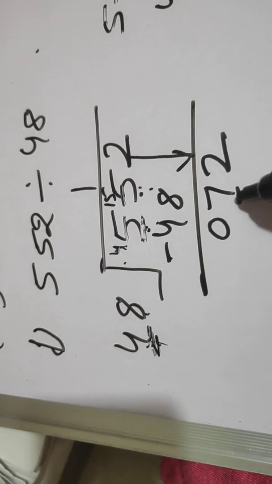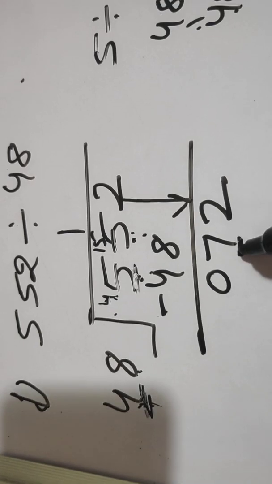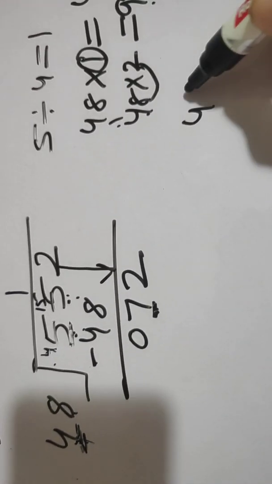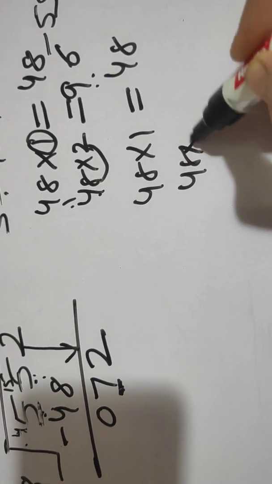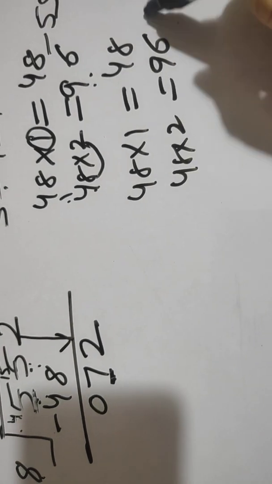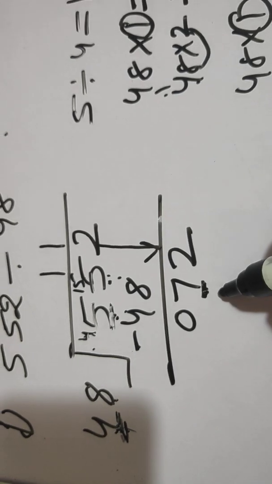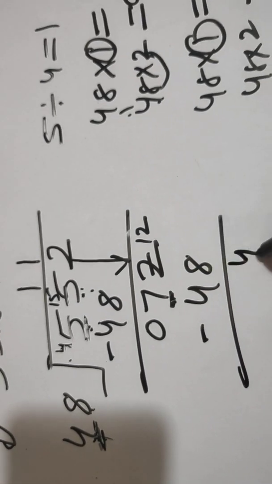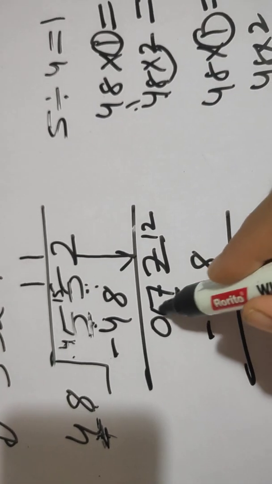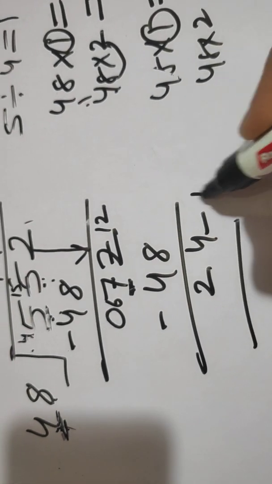First, 4 2s are 8. No, 8 is bigger than this. It means again the table goes on 4 1s are 4. So same number, 48 1s are 48. If we check it with 2s, the answer is 96. So 96 is greater than 72. It will not work, so same answer 1, and here we will write 48. 12 minus 8 is 4, here remains 6, 6 minus 4 is 2, and there is nothing to bring down, so this becomes your remainder.